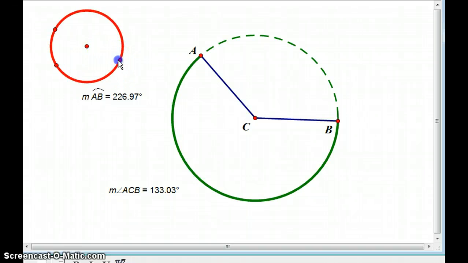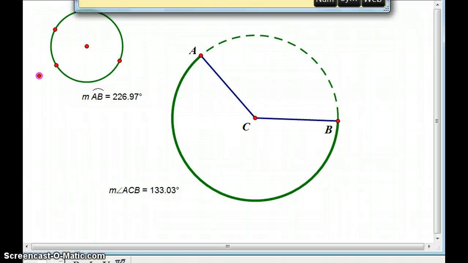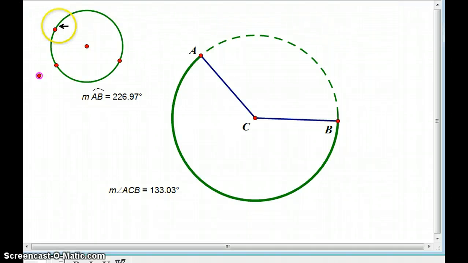If you're going to name a major arc, you need to name it by 3 points. Here we go. Point D, point E, point F. If I'm going to talk about this little arc in here, I would call this arc DE.